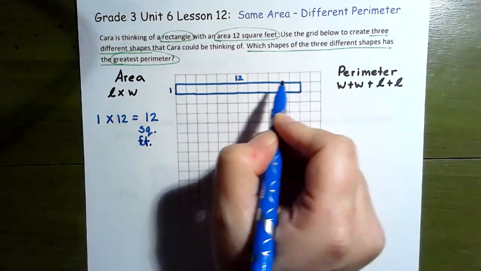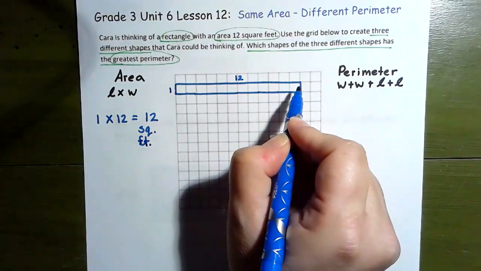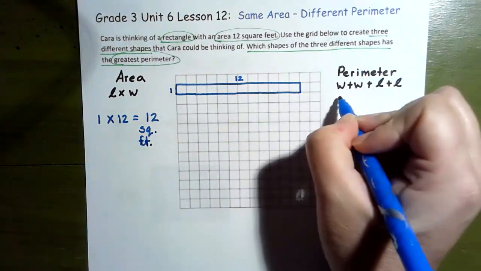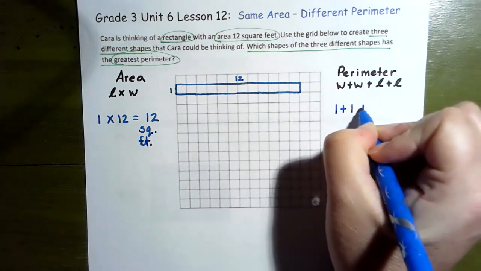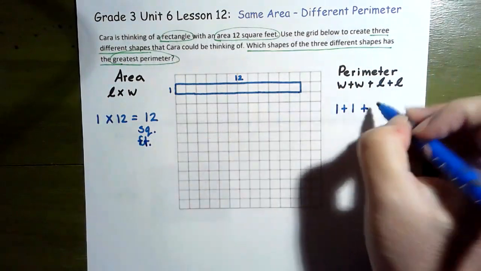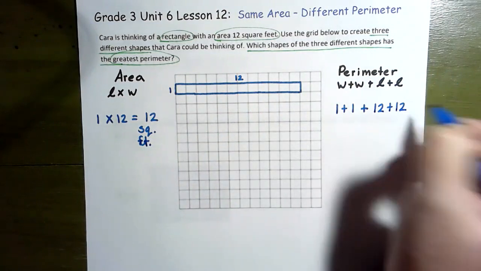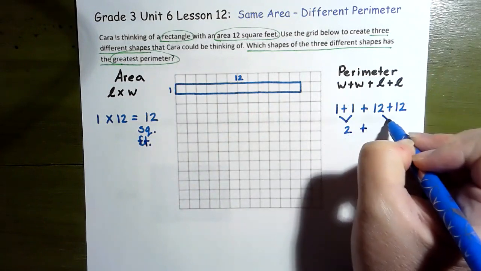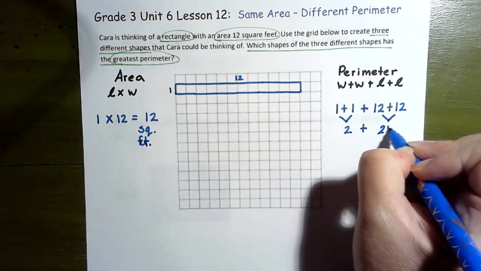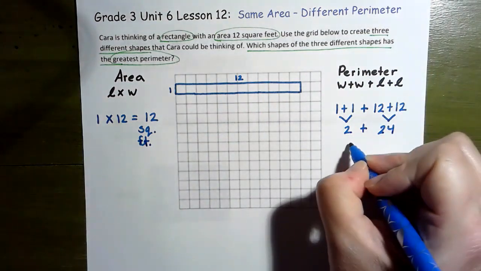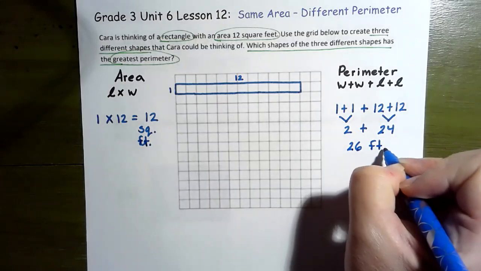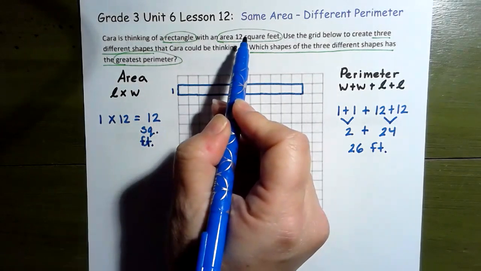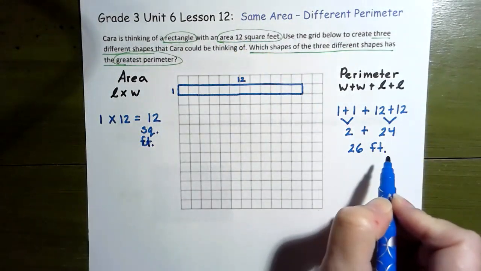When we calculate perimeter, we need to remember that opposite sides of a rectangle are equal. So the width is 1 plus 1 plus 12 plus 12. So for this rectangle, 1 plus 1 is 2, plus 12 plus 12 is 24. And 2 plus 24 is 26 feet. So now we have a rectangle with an area of 12 square feet and a perimeter of 26 feet.